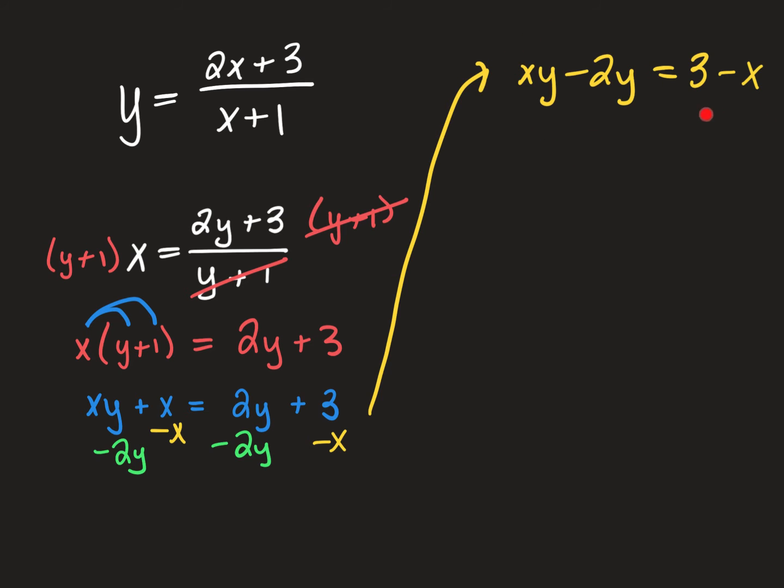Right, but then that's going to put us a y over here since we want to solve for y. How can we make those two y's into just one? We can factor, right? We can factor out a y. So we can pull a y out from each of these and write it as y times x minus 2, right? Pulling out greatest common factors.